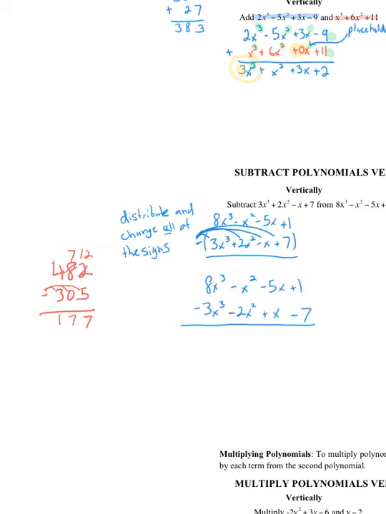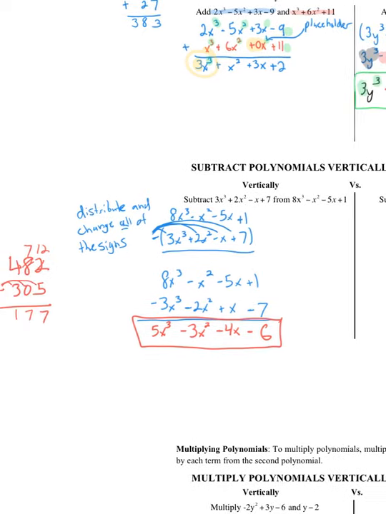So we get 1 minus 7, negative 6. Negative 5 plus 1, negative 4x. Negative 1 minus 2 more, negative 3x squared. And then 8 minus 3, 5x cubed. And that's how we'd end up with this problem if we are distributing vertically.